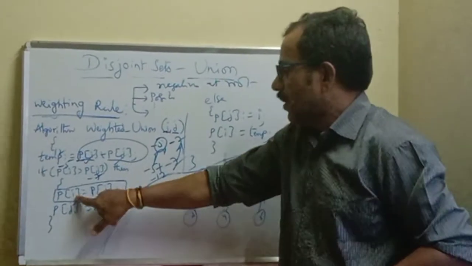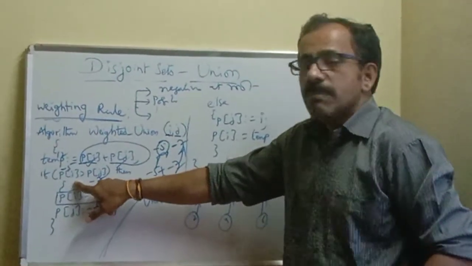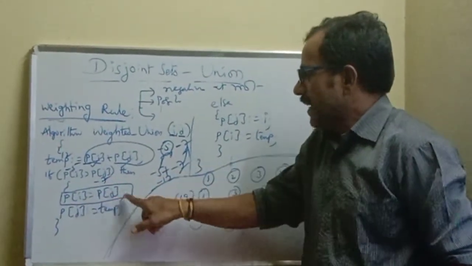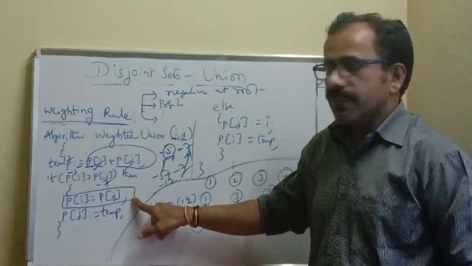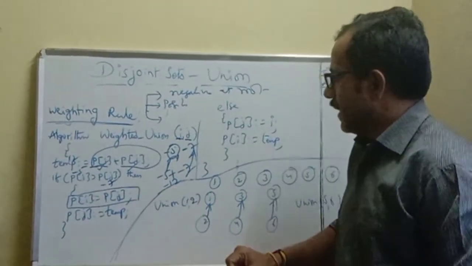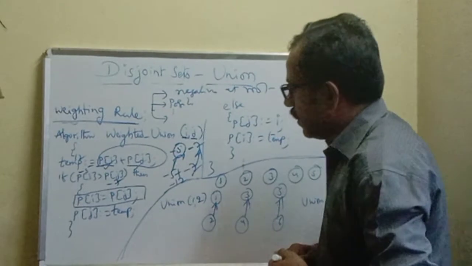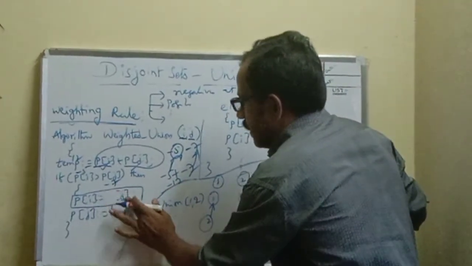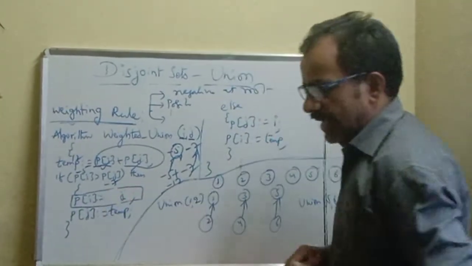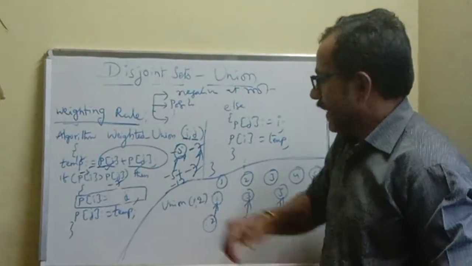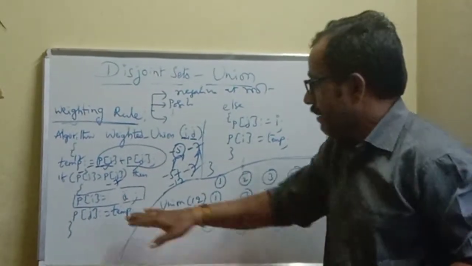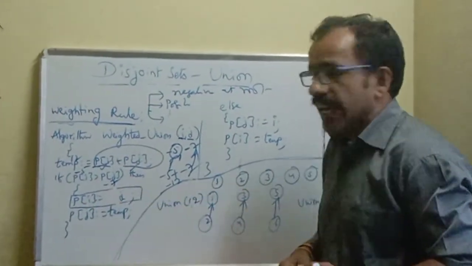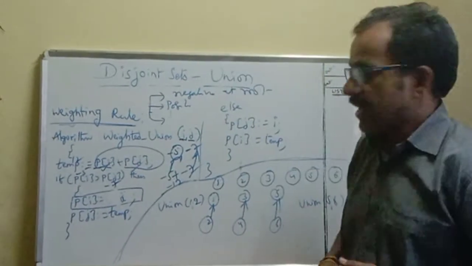What is P of I now? P of I is containing less number of nodes. Then parent of I should be J. Parent of I should be J. P of I equal to J. Not P of I, P of I equal to J. Okay? Not P of I equal to P of J. P of I equal to J means we are making J as the parent of the first tree or ith tree.